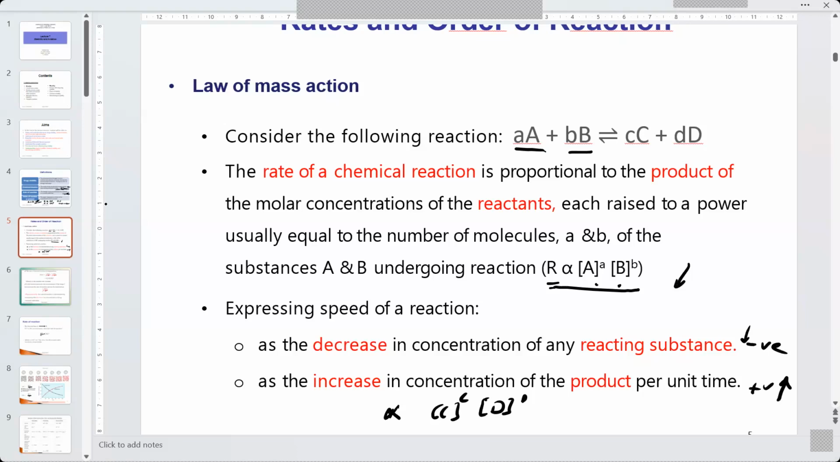If you plot the first one, the decrease in concentration, concentration versus time, the curve is going down. Here, if you plot the concentration of products with time, then the curve will be going up. So here the slope is positive, and here the slope is negative. Okay, the slope is negative.